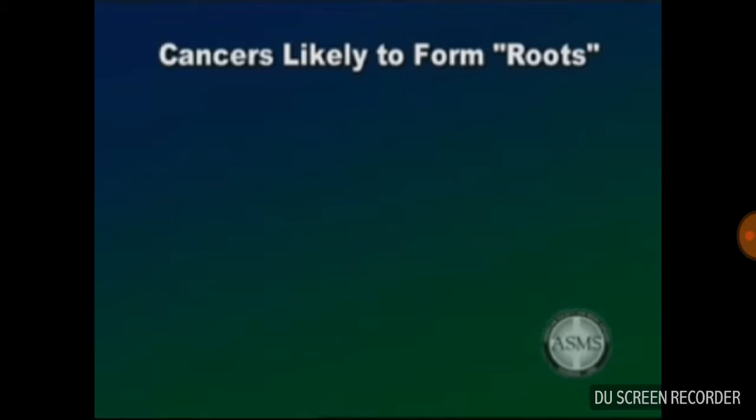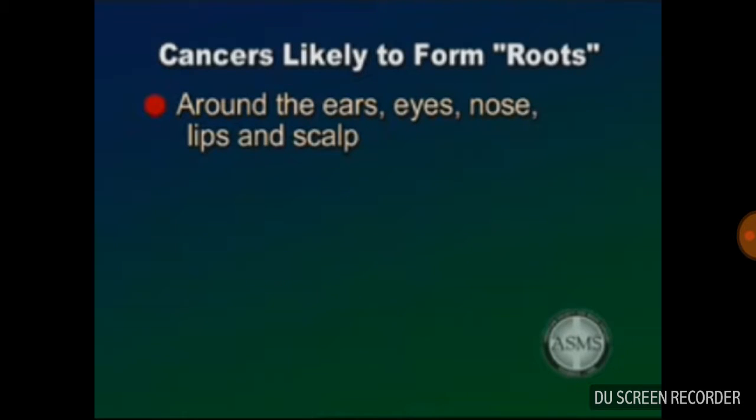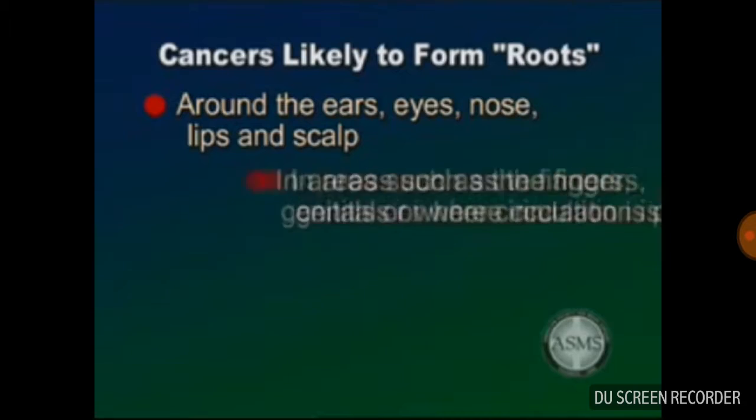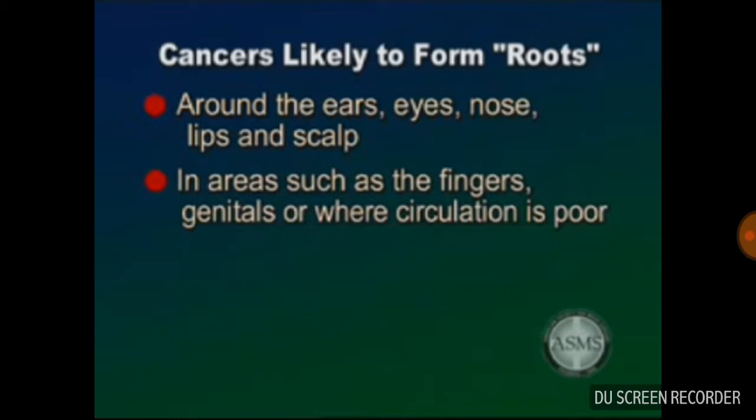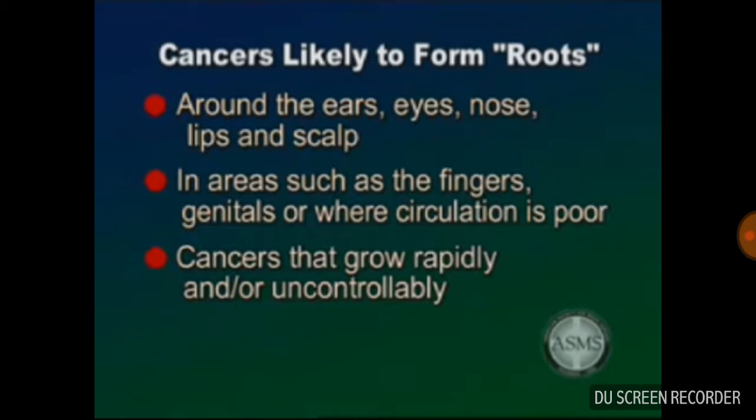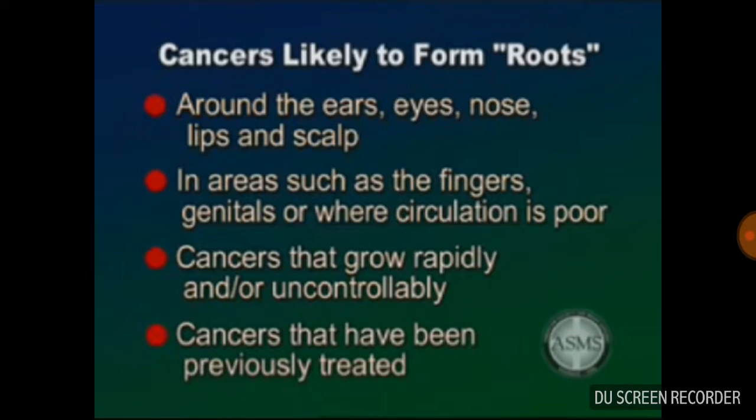Cancers that are most likely to form these complicated root systems are located in cosmetically sensitive or functionally critical areas around the ears, eyes, nose, lips, and scalp. Located in areas where excess tissue is minimal, such as the fingers and genitals, or where circulation is poor. Cancers that grow rapidly and or uncontrollably, or are cancers that have been previously treated.